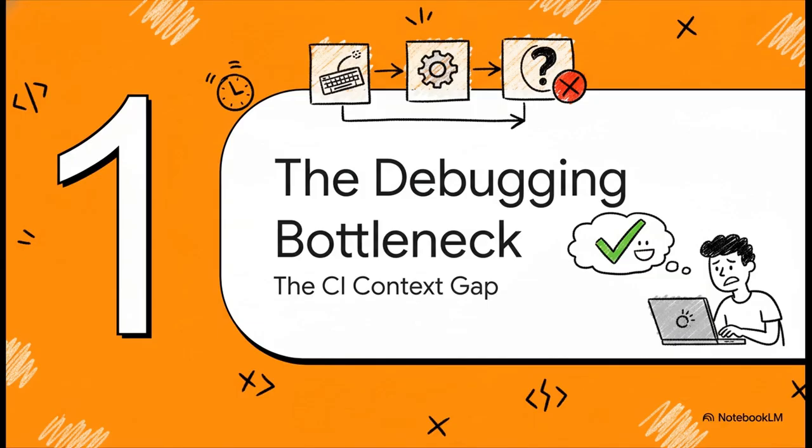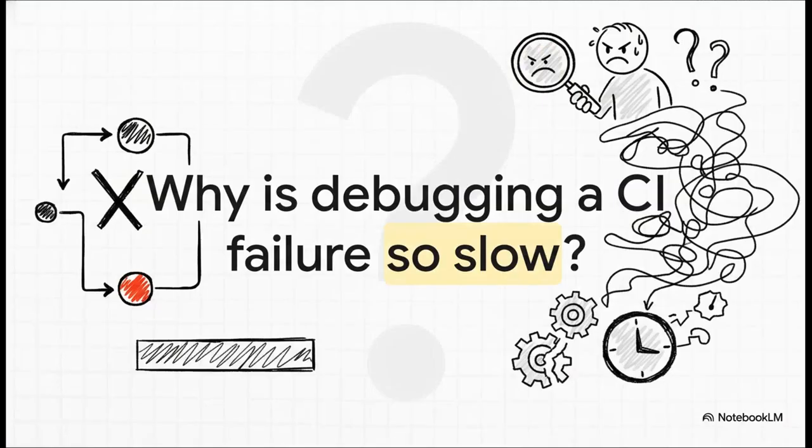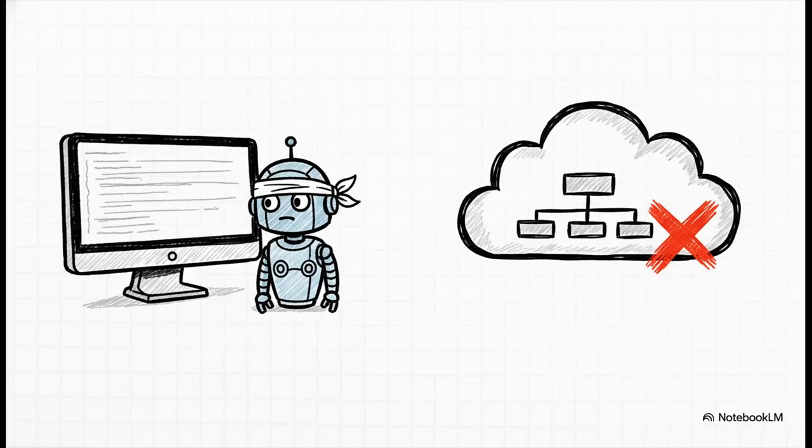You've just pushed your latest code, the CI pipeline kicks off, and you're just waiting for that beautiful, satisfying green checkmark. But then, nope. There it is, that dreaded red X. A test failed somewhere in the pipeline, and now the clock is officially ticking. And the real problem isn't just that the test failed, it's that figuring out why it failed is this slow, painful manual grind. And here's the absolute heart of the problem, what we call the context gap.